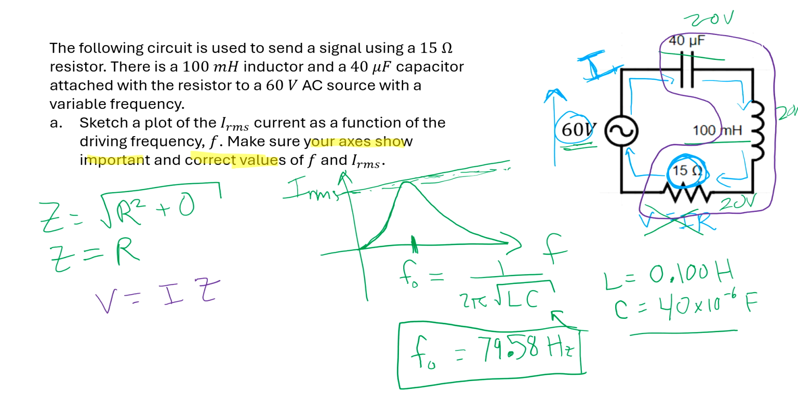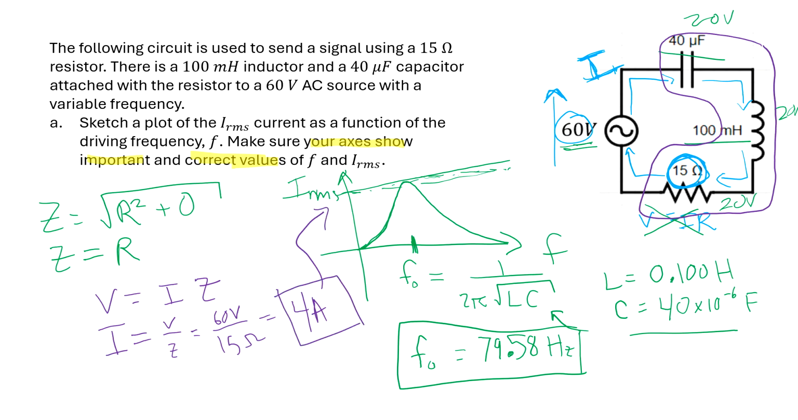Since V equals IZ, and keep in mind these are always RMS values unless otherwise stated, I equals V over Z. This is 60 volts over Z, which in this resonant case happens to be 15 ohms. And so this gives us 4 amps as our IRMS, essentially the maximum value right there. And this is going to be useful in the problems moving forwards. So 4 amps is our maximum current RMS, and f naught is about 80 hertz here.